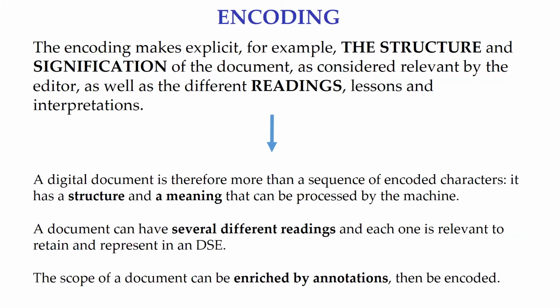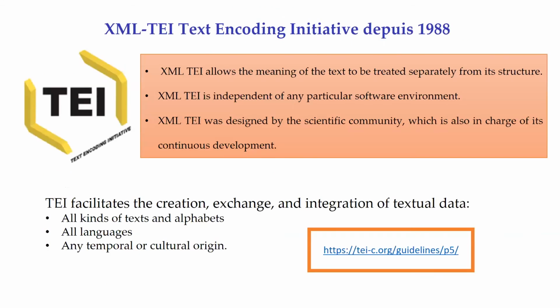Encoding is the first and the most important part of our digital editorial work. But we have one problem. In which language should we encode? We choose to encode in XML-TEI because, as you see here on the screen, TEI is independent first and allows us to make some changes. It is designed by a scientific community, and the TEI facilitates the creation, the exchange, and the integration of textual data.